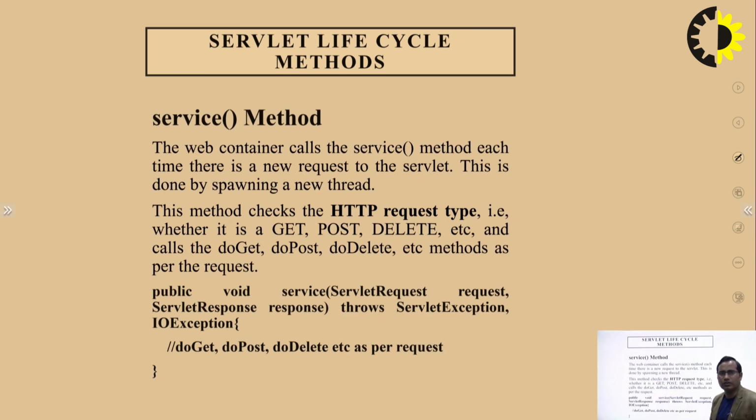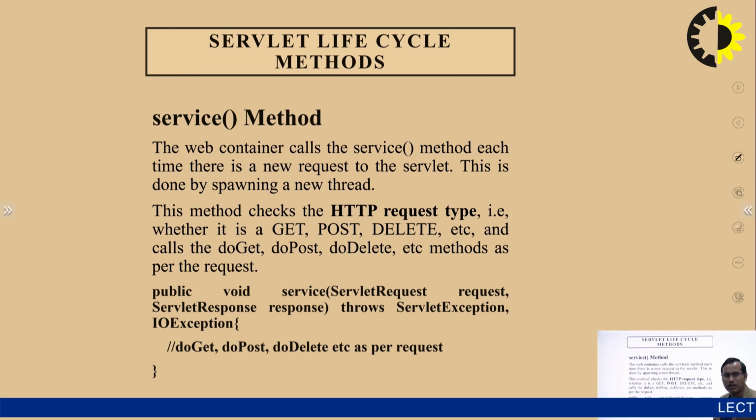Now the service method is called. The web container calls the service method each time a new request comes from the client for the servlet. This is done by creating a new thread. That means for each request, to handle each request, the servlet creates a new thread. And in this method, it checks the HTTP request type, that means which type of request it is: GET, POST, DELETE, etc. And then it calls doGet, doPost or doDelete methods accordingly as per the request.